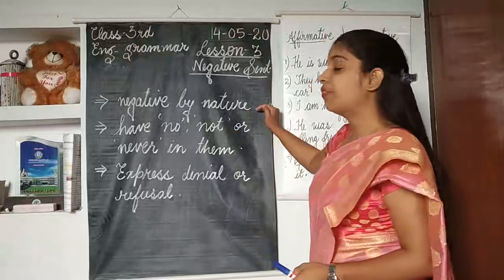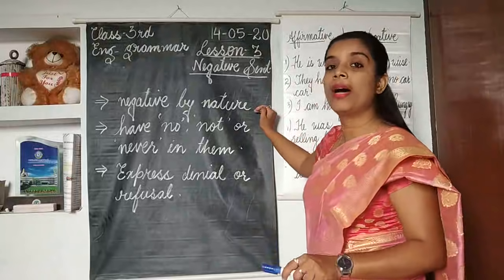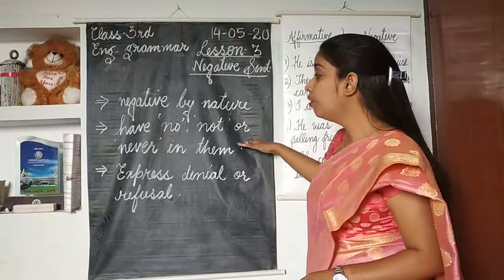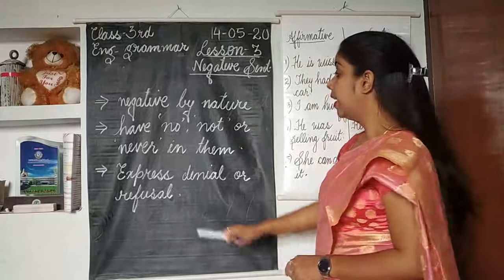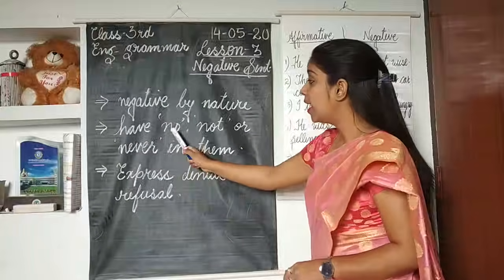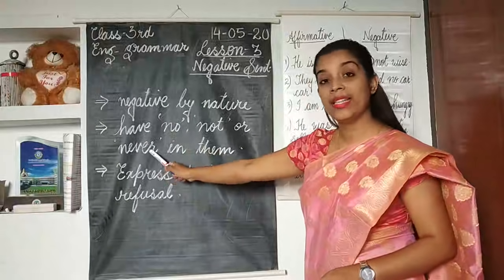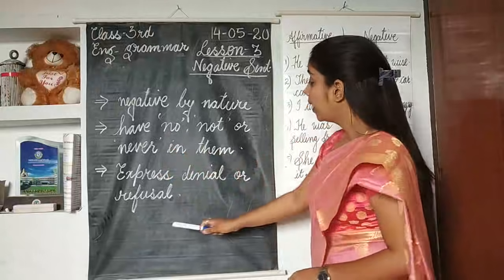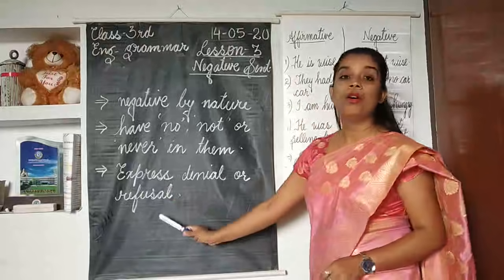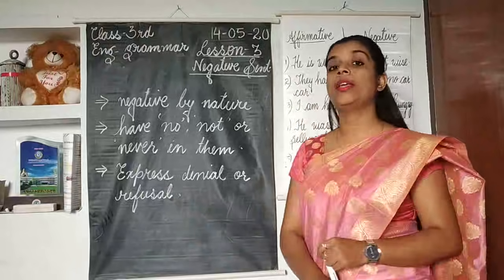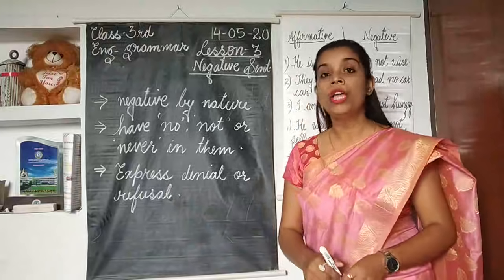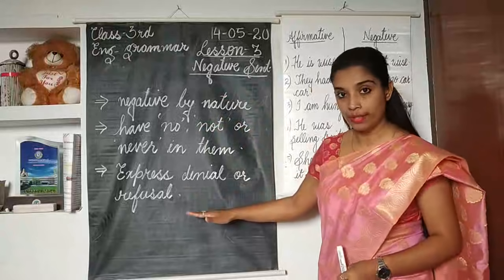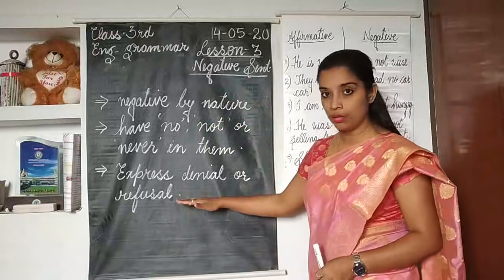The very first feature of negative sentences is that they are negative by nature. They have no, not or never in them. Any of these three words, if present in a sentence, makes that sentence a negative sentence. Then, negative sentences always express denial or refusal. So these are the three features of negative sentences. And I gave you a few examples also.